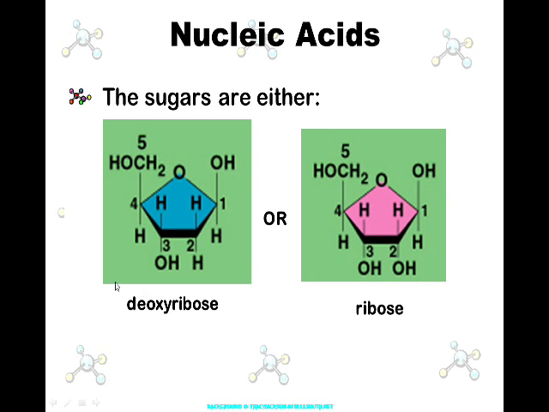If you look at the choices for sugars I have, depending on what kind of nucleic acid I want to build, I can put deoxyribose sugar or ribose sugar into that sugar spot. Notice the difference between these two. This oxygen is missing. It's deoxy. I've lost an oxygen off of ribose to make deoxyribose.